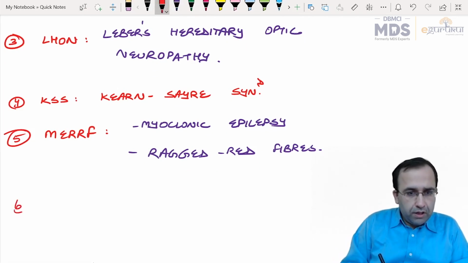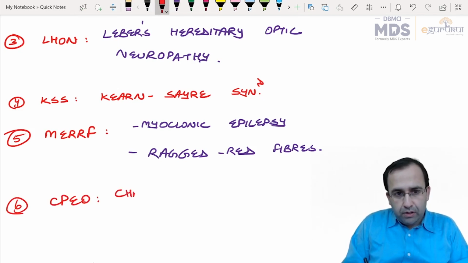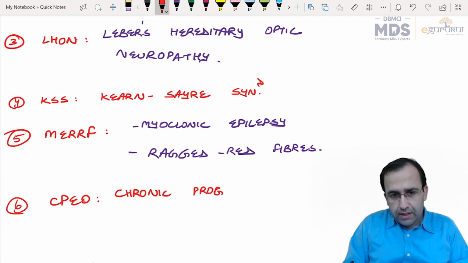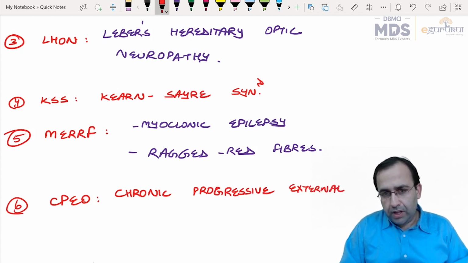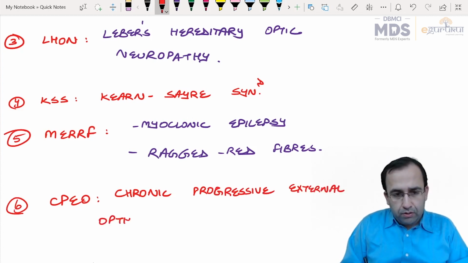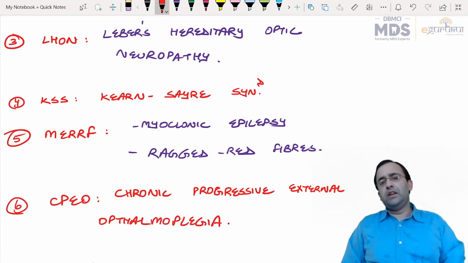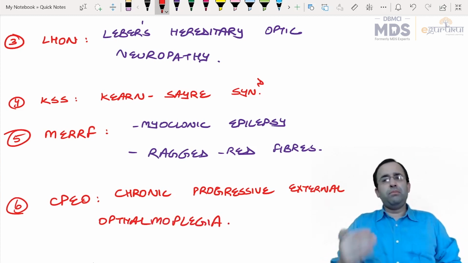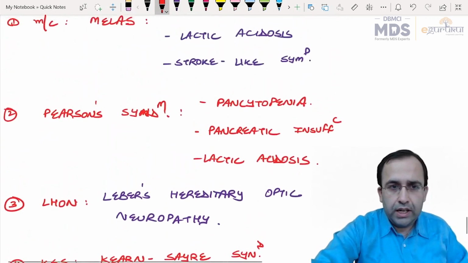Next disease with mitochondrial inheritance is CPEO. CPEO, that is chronic progressive external ophthalmoplegia. Chronic progressive external ophthalmoplegia, CPEO. These are the diseases with mitochondrial inheritance.